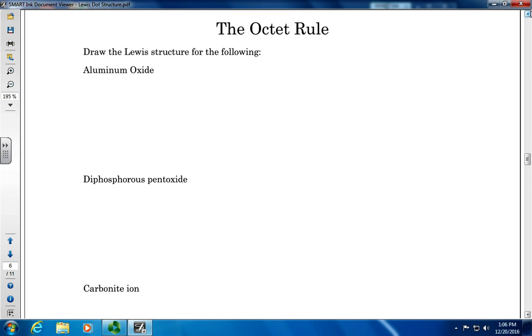We're asked to draw the Lewis structures for the following molecules and ions. We have aluminum oxide as our first one. If you recall the formula for aluminum oxide, or want to just solve it using charges, it's Al2O3. And so what we're dealing with here is there are exceptions to the octet rule. Aluminum is one good example of it.